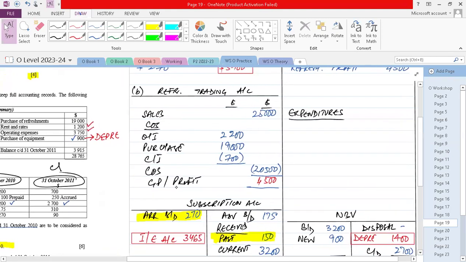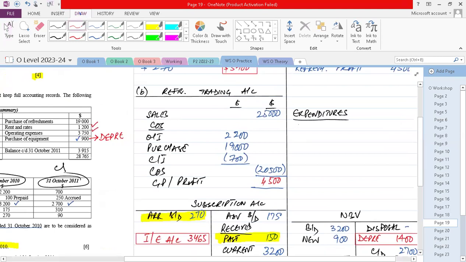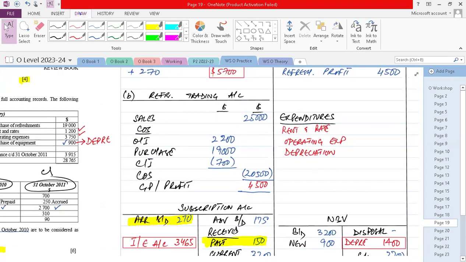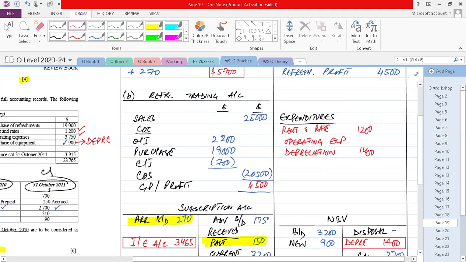Here we go for the expenses. Rent and rates, operating expense, and depreciation. Depreciation is 1,400. Rent and rates as it is, 1,200.